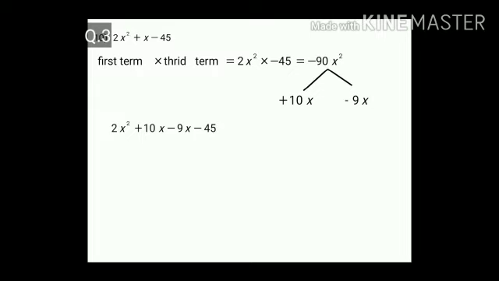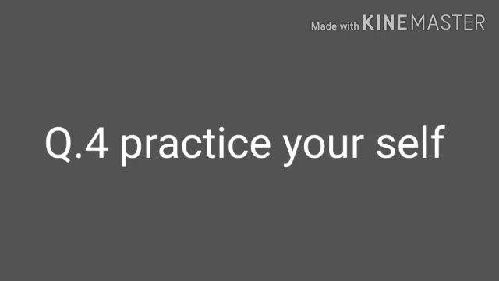2x square plus 10x minus 9x minus 45. Between two terms, we have to take common. 2x we take as a common, x plus 5 minus 9, and here children x plus 5. Two brackets are same, so we take common. X plus 5 into 2x minus 9. Now question number 4, practice yourself.